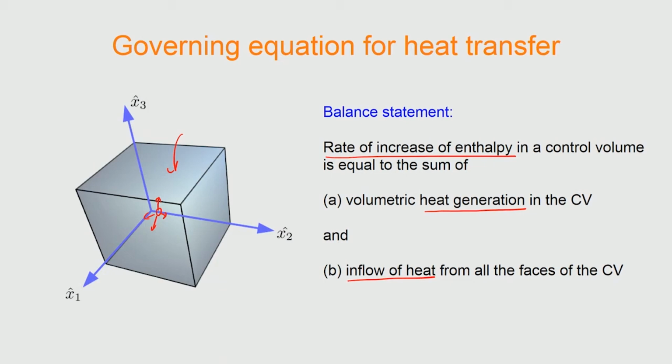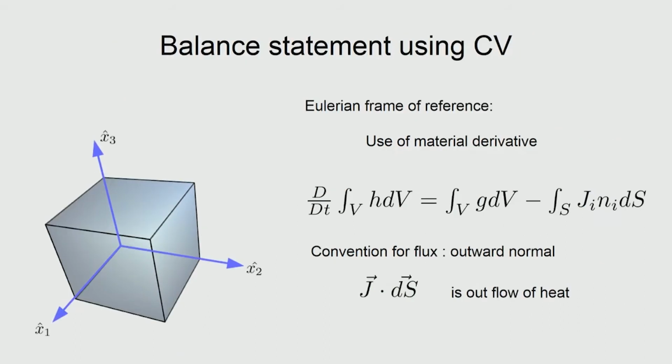Enthalpy being a thermodynamic function is anyway related to temperature. So, we would see that it eventually leads to an increase in temperature, but the balance is written for enthalpy. So, we would write that, and we write it now in mathematical form for a control volume, and we are very consciously using the Eulerian frame of reference, which we have discussed in detail in an earlier session, where we use a material derivative to look at the rate of change. So, rate of change with respect to time is used with capital D, which is a material derivative.